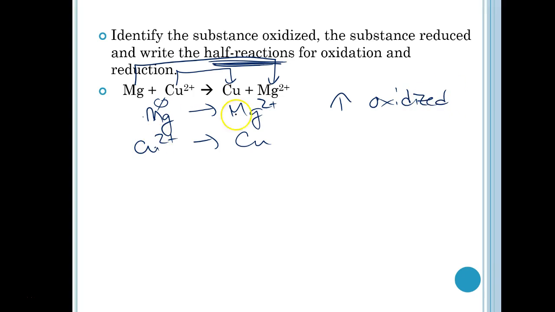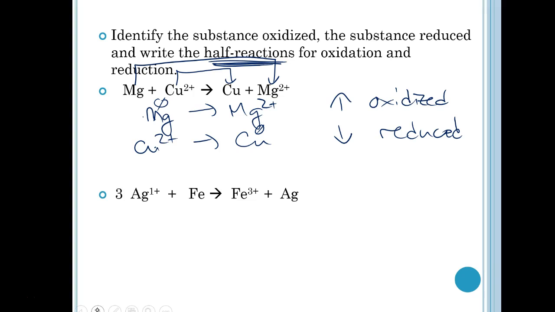And this went from +2 to 0. Its oxidation number decreased, therefore it was reduced. And that's how you write half reactions. All you have to do is figure out the oxidation numbers and go from there. Okay, so let's look at this one.